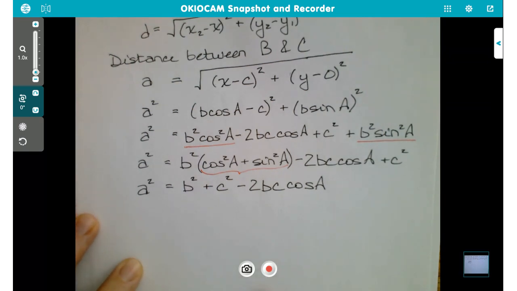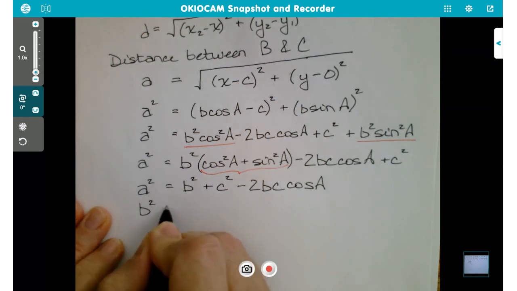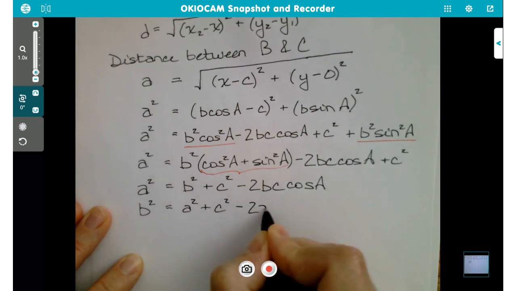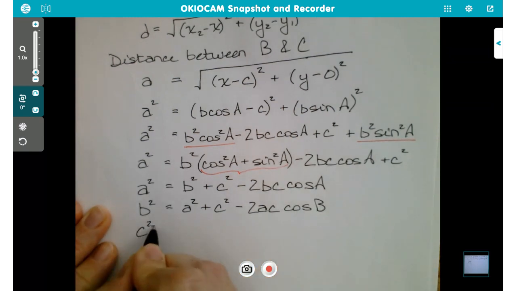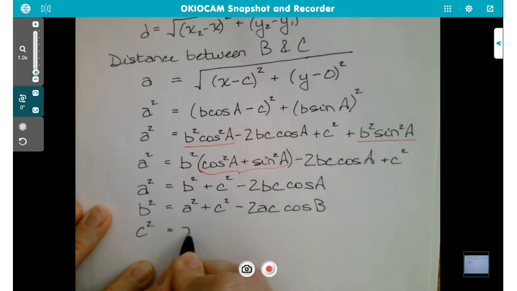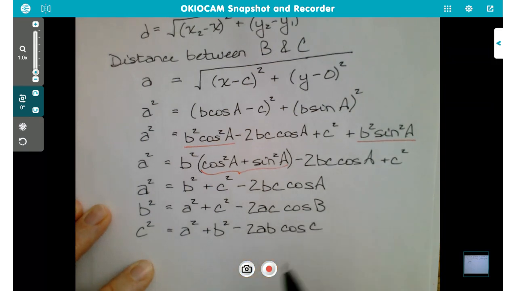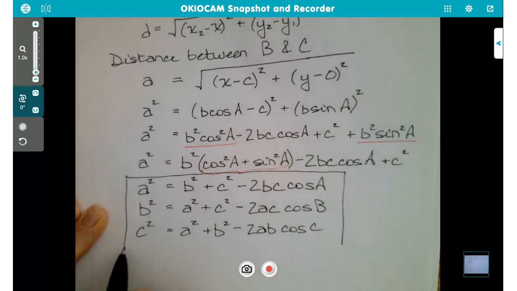If I had labeled differently from the beginning and done the same things with the labels in a different order, I might have solved for B. Or C. So law of cosines, pick your favorite version.